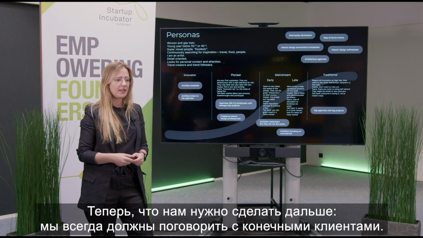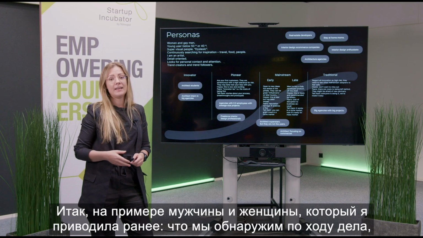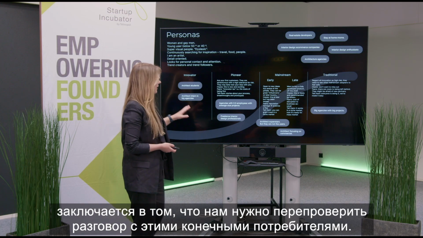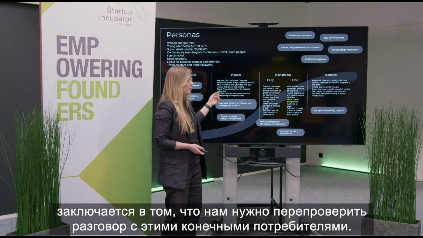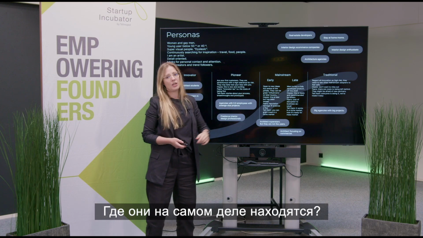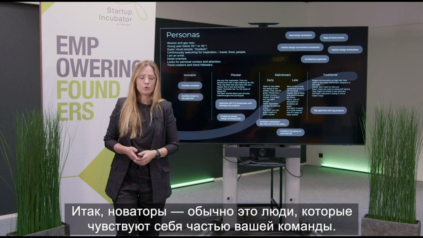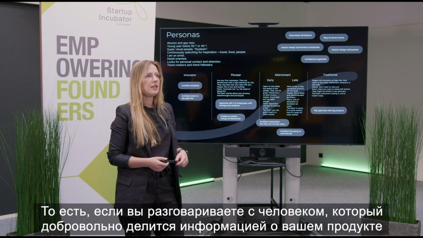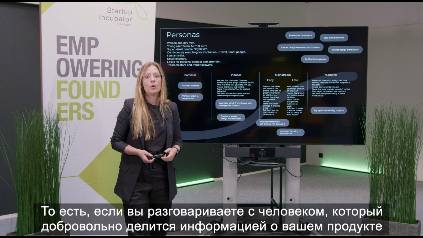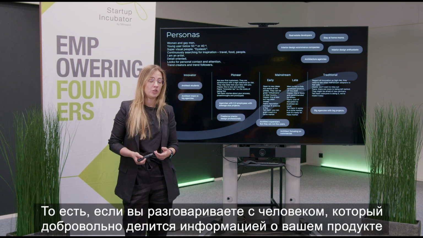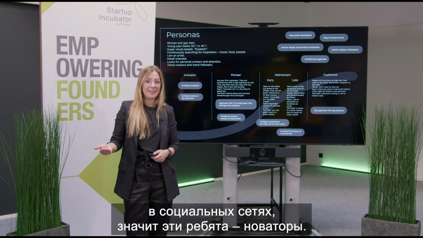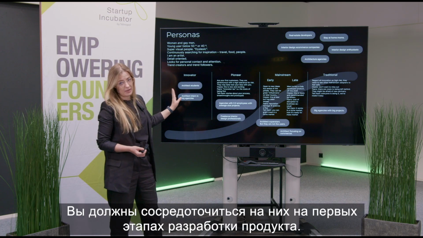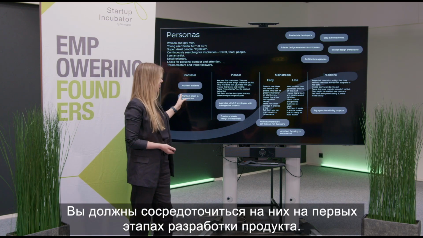Now what we need to do next is always talk with the end customers, so the man and the lady example that I gave before. And what we will discover along the way is that we need to cross-check the conversation with those end customers. Where do they actually belong? So innovators usually are people who feel like they're part of your team. Meaning if you have a conversation with a person who is sharing about your product in their social media voluntarily, it means that those guys are your innovators. You should focus on them in the first phases of product development.